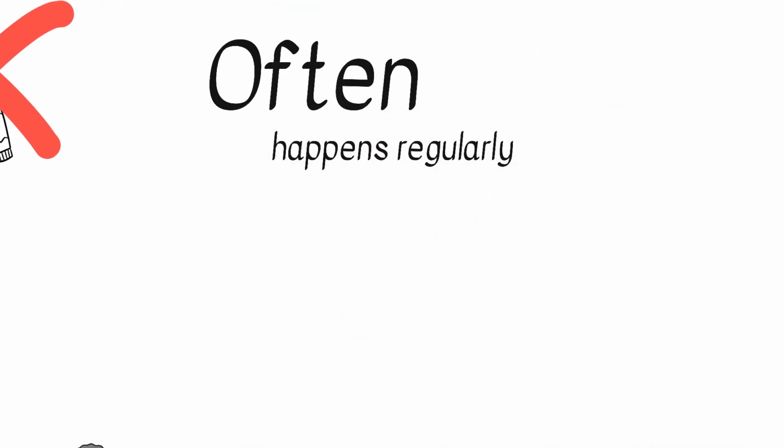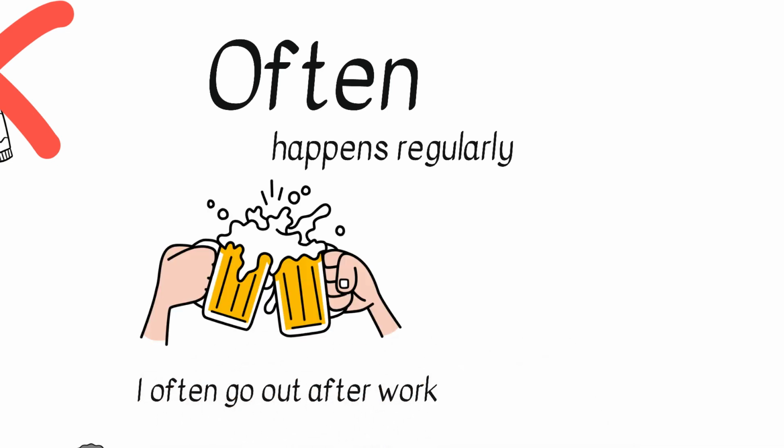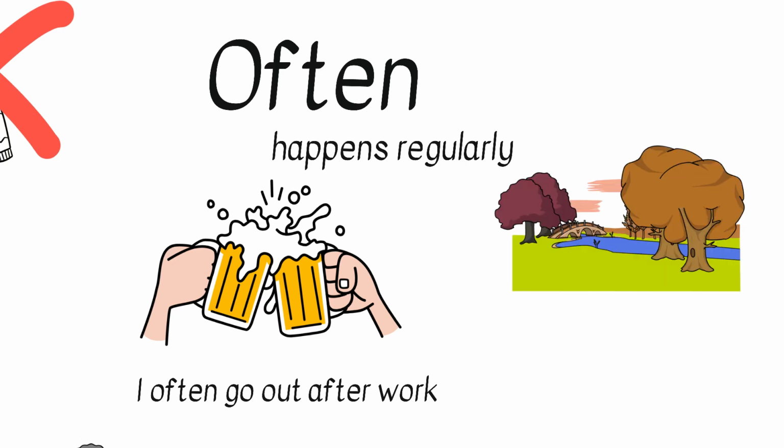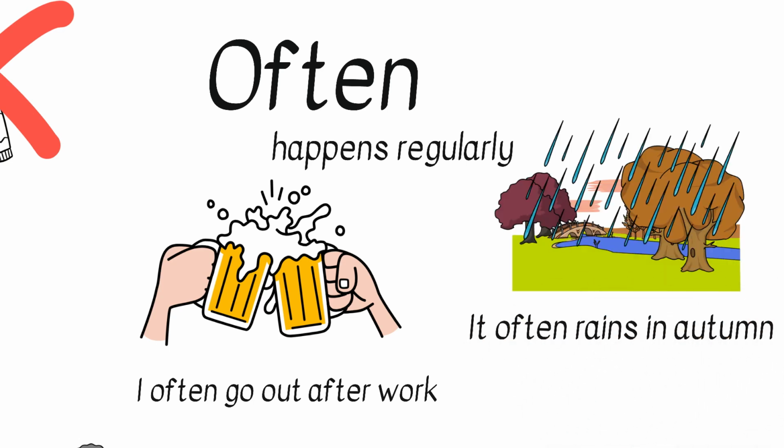Often. Often is something that happens regularly. For example, I often go out after work, or it often rains in autumn.